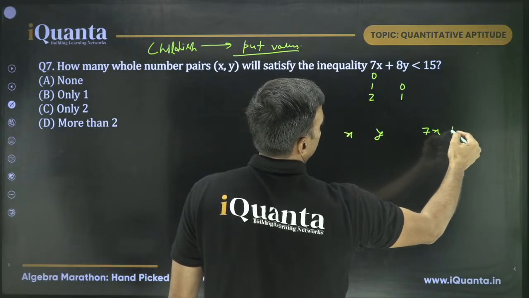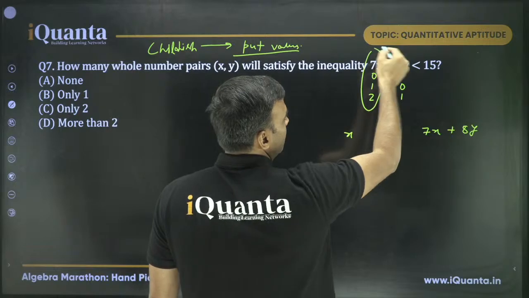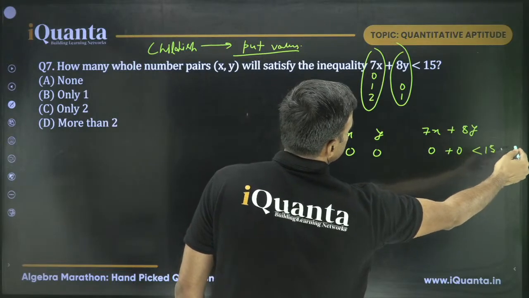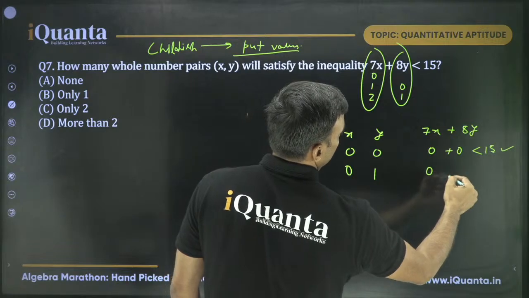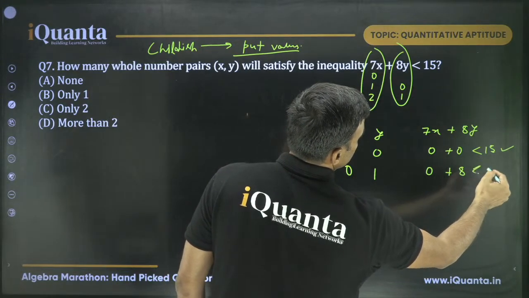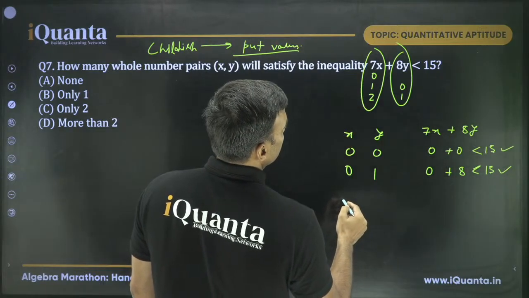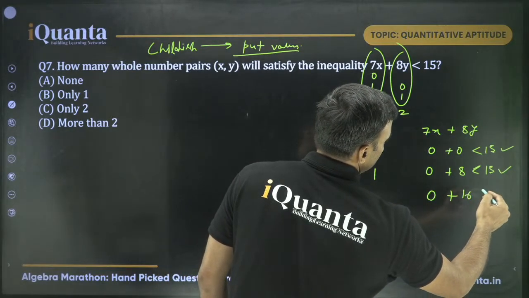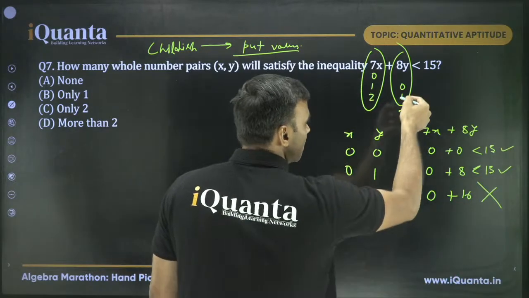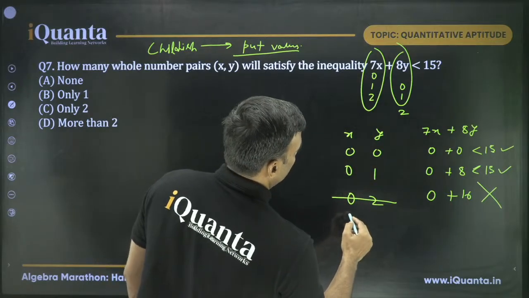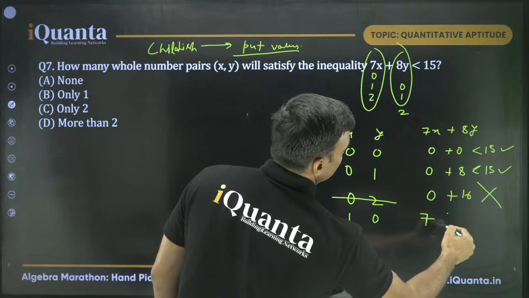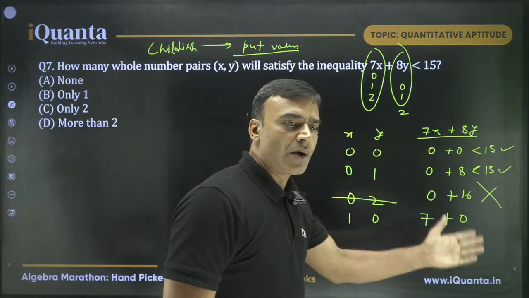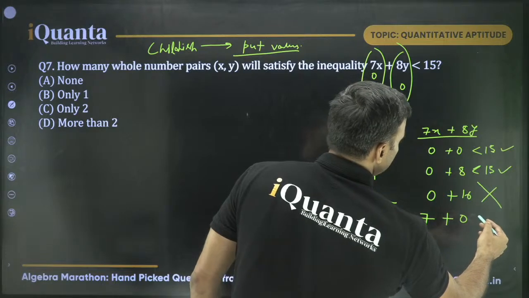7x plus 8y. I first made individual groups and then I put them here. If I put 0 0, this becomes 0 plus 0. Is it less than 15? Yes. Then I take 0 1, so I get 0 plus 8. Is it less than 15? Yes. Can I take 0 2? Just forcing it, let us see. So 0 2, I get 0 plus 16. Is it less than 15? No. That is why I did not write it in the beginning itself. Next, 1 0, so 1 is 7 plus 0. I am taking the values of x and y, putting them in here and checking properly like a child, with no thinking needed. Okay, so this is correct.